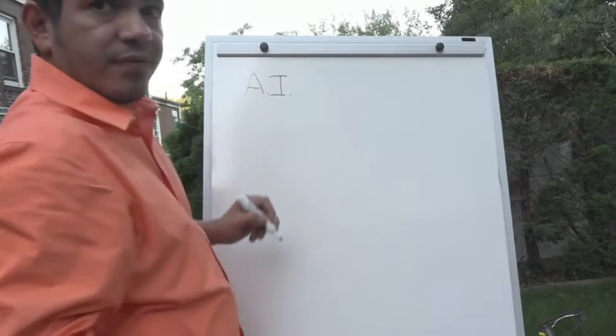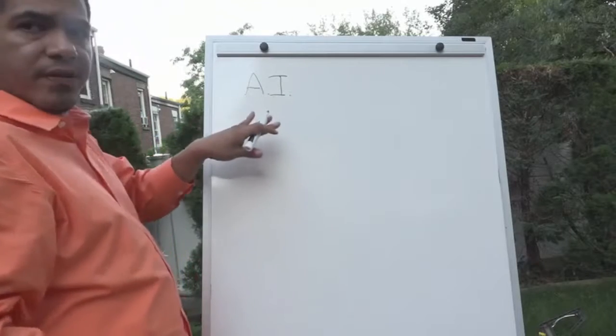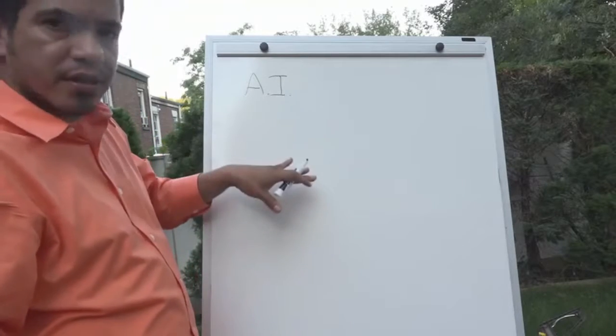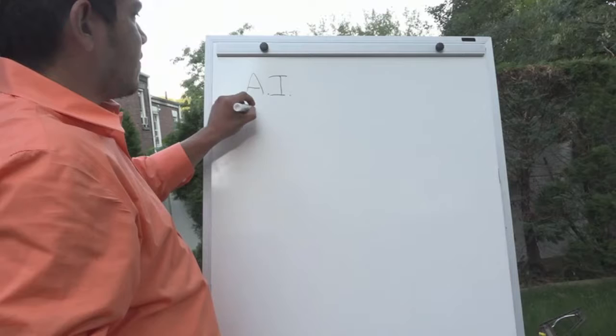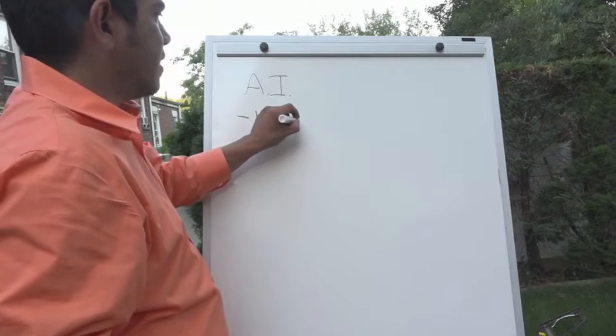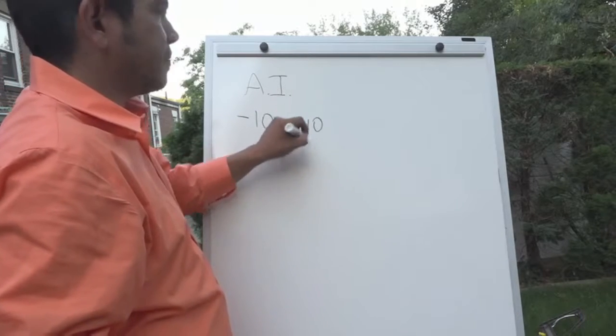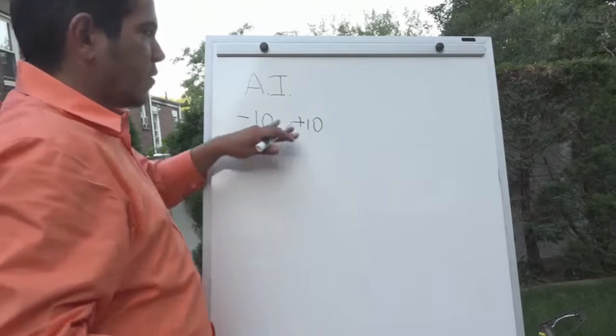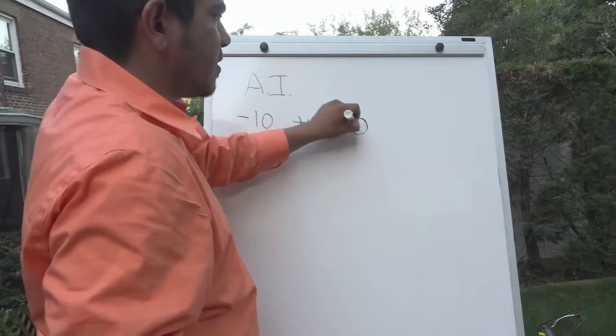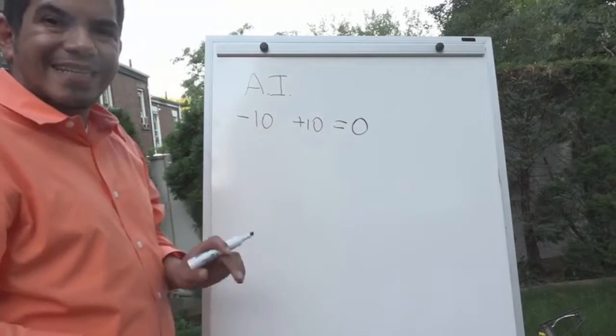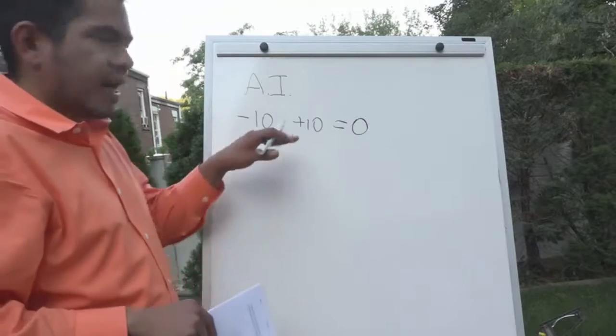about the additive inverse, okay? The additive inverse of any number is its opposite. For example, the additive inverse of -10 would be +10. Now, how do I know that? Well, when you add them both together, you get 0. 0 is the identity element of addition.